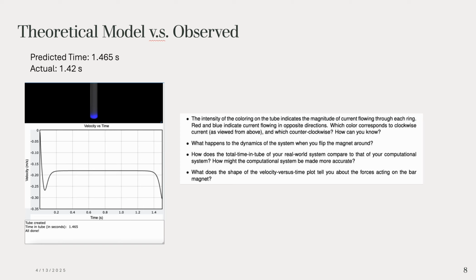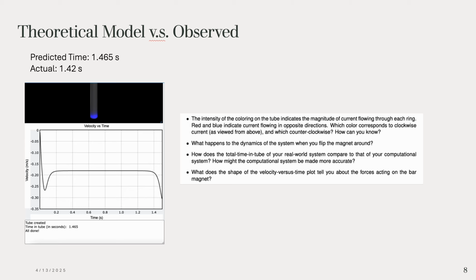So our theoretical model versus our observed: our predicted time was 1.465 seconds and actual was 1.42. Pretty small margin of error. And some questions that arise with the theoretical model are relating to the intensity of the color of the tube.